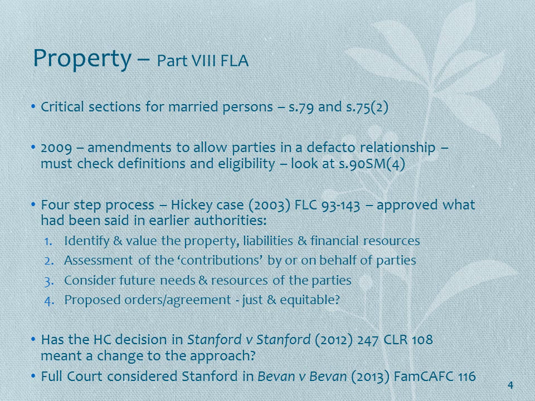But there's a lot of time and effort that goes into constructing a balance sheet, and when that has been achieved, assessing the contributions that the parties have made themselves or that have been made on their behalf, and then looking a little bit into the future needs and resources of the parties. And if they're a married couple, 75(2) is your critical section, and if it's a de facto relationship, Section 90SF, capital S, capital F for Fred, is the relevant one there.